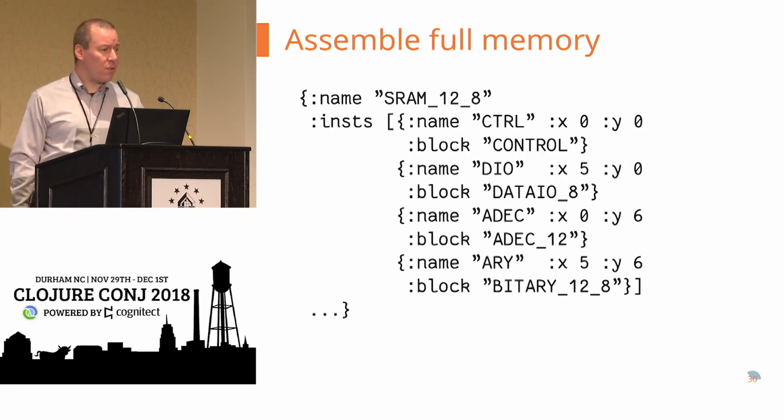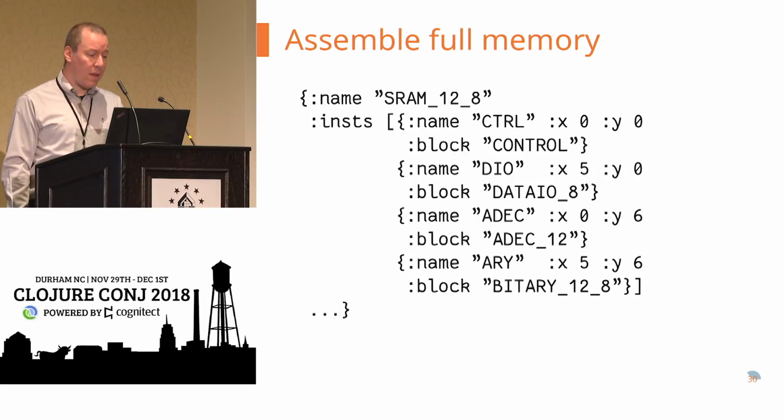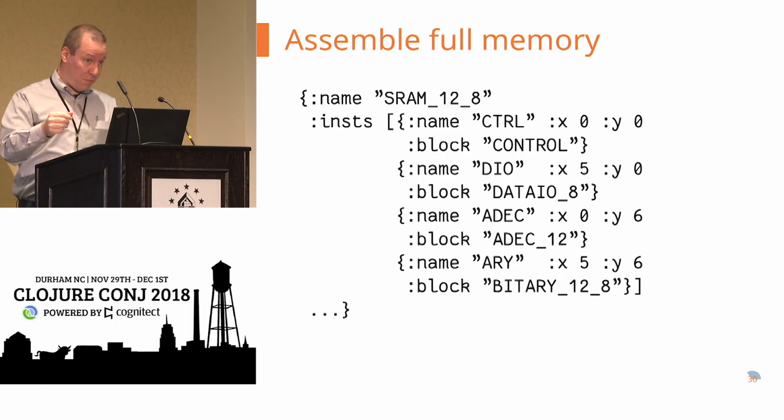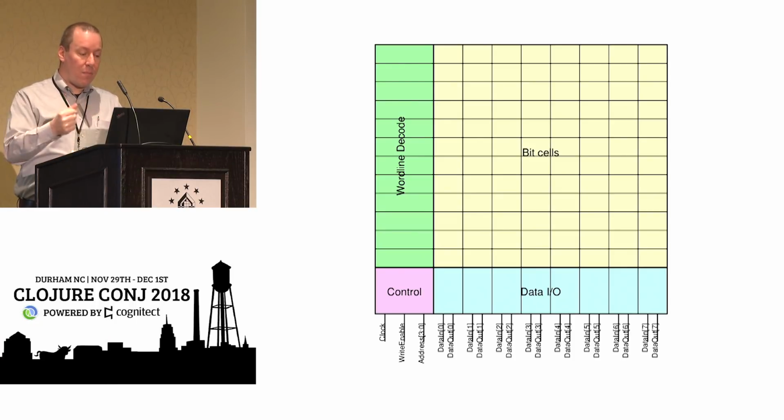So this code ends up returning a data structure that looks something like this. And so we have a block, it has a name, it has some instances of where things are physically. This would also have a description of what the electrical connections are, which is basically just a Clojure map of what connects to what. And so what we end up with is a memory that looks like this.